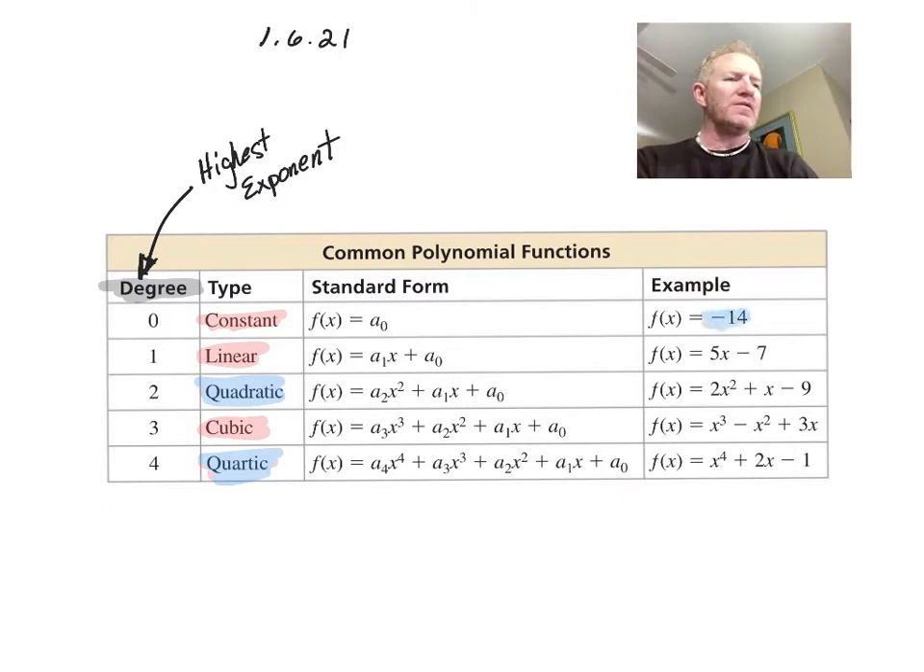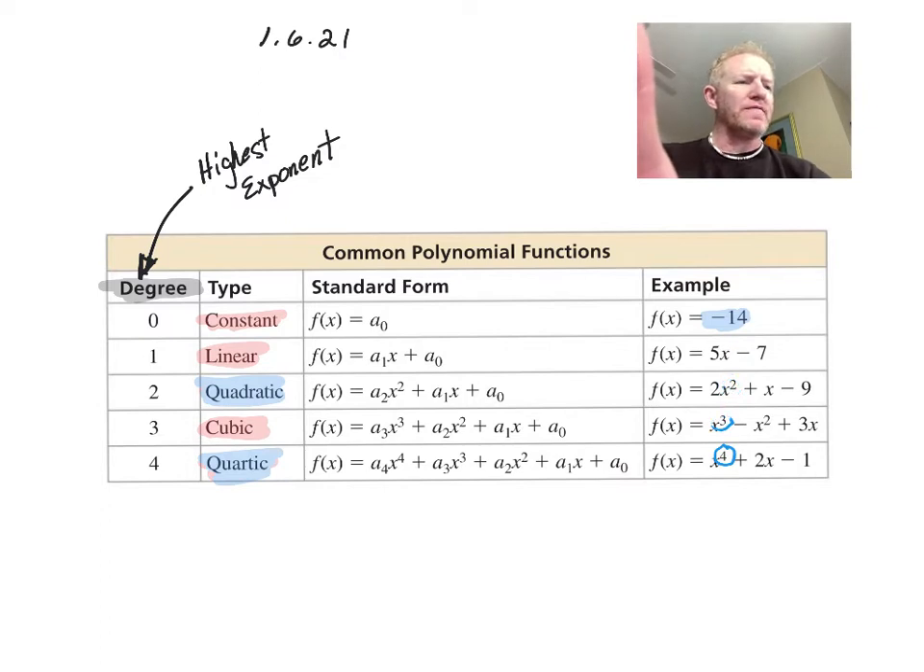Okay, in this case, it's just -14. It's a constant. There's no variable in it at all. Here, the second one, this is an x to the first for the highest exponent, so that's why we call it linear. Then the highest exponent is x squared, quadratic. Highest exponent is 3, so it's cubic. Degree 4, so it's quartic. So we're only worried about that highest exponent.